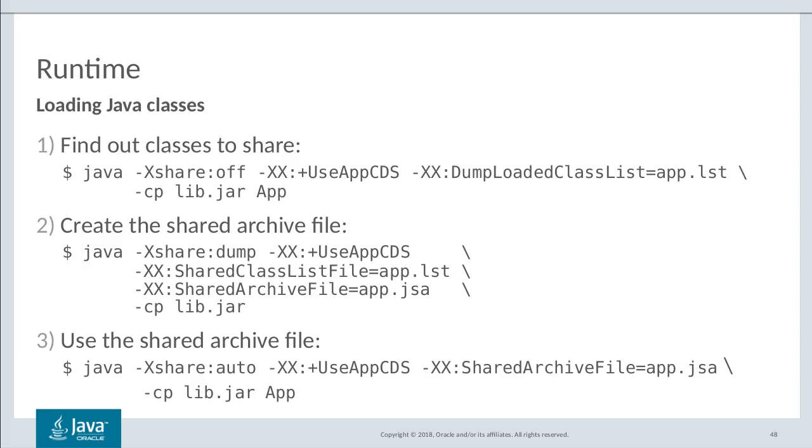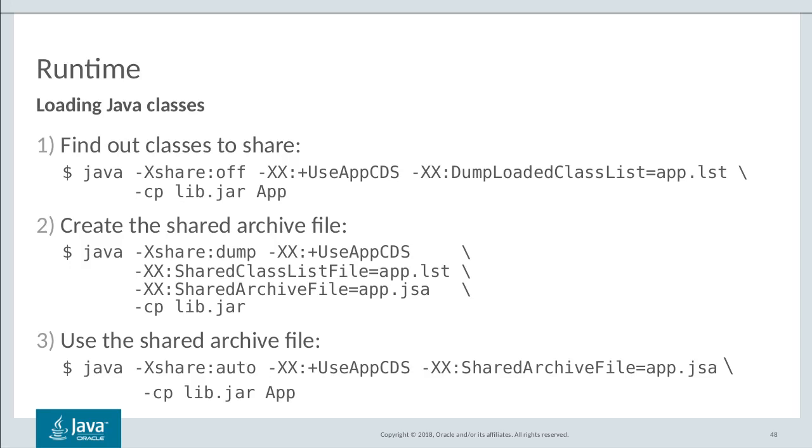Note here that I don't provide the name of the class that contains the main function, because in step 2 the JVM will only load the classes and then dump them out. It will not run your program. It will just load the classes from the class list in order to be able to create the shared archive file.